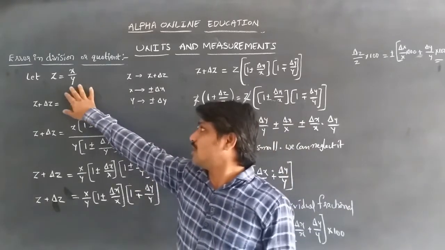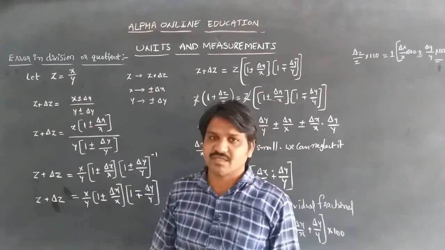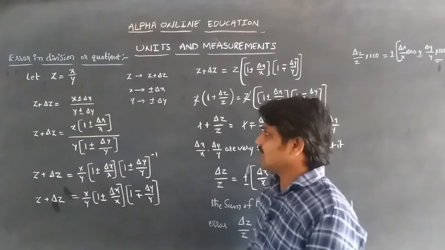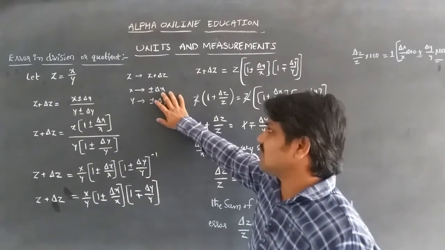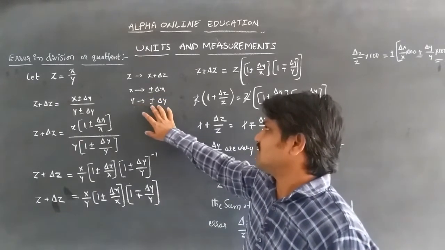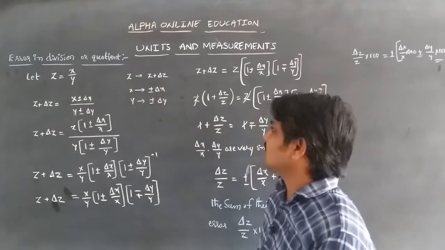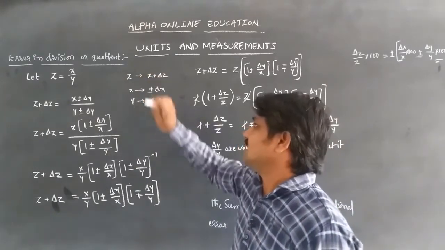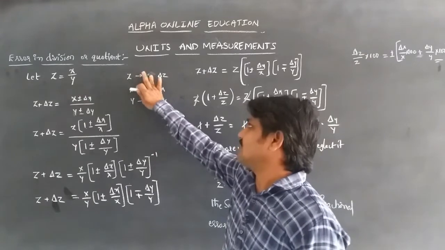Then z is equal to x by y, with the equation which has been taken. In x, the absolute error is plus or minus delta x. The absolute error in y is plus or minus delta y. So in that case, delta z is the absolute error.